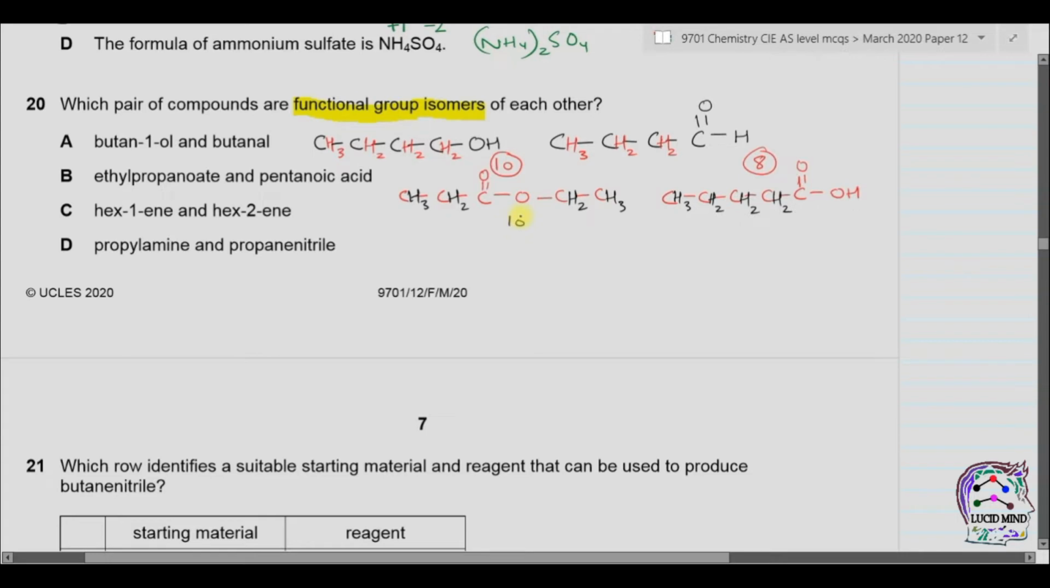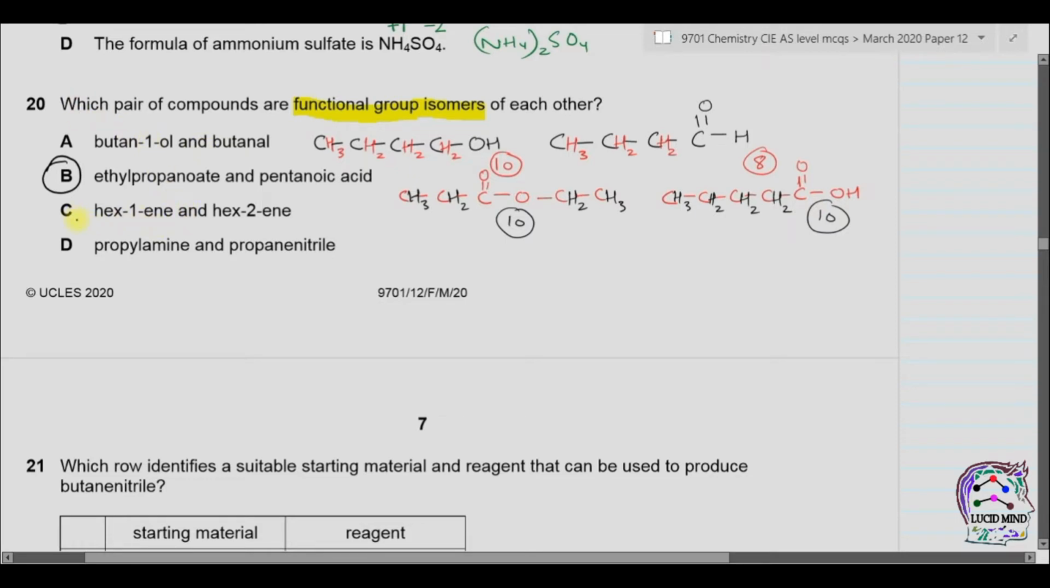So this one has 10 hydrogen atoms. This one has 10 hydrogen atoms. Both have 5 carbon atoms each, 2 oxygen atoms. So it means that they are functional group isomers because the functional groups in both of them are different. One is an ester and the second one is a carboxylic acid.